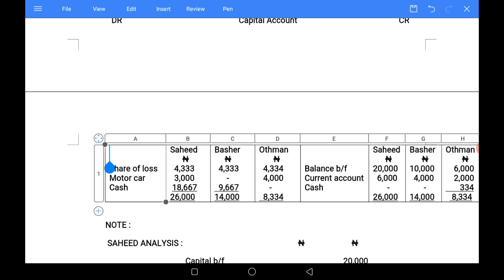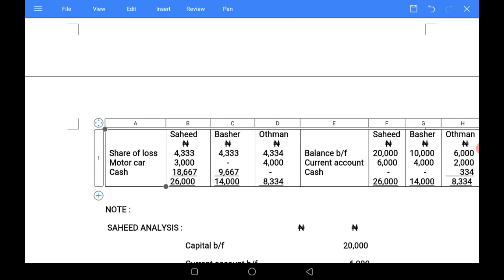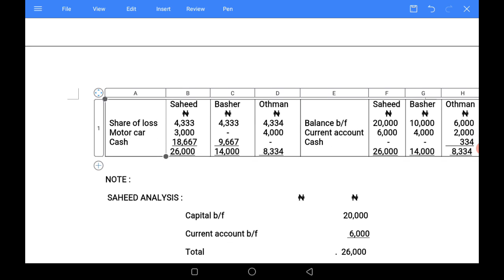The capital account of the business. We have Saeed, Bashir, Othman on both sides. The balance brought forward of the capital of the partners are 20,000 naira for Saeed, as they were stated in the question, 10,000 naira for Bashir, as was stated in the question, Othman 6,000 naira.